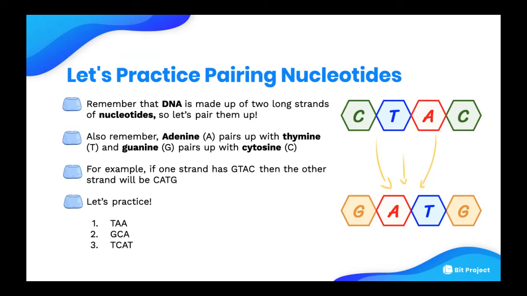So for the first problem, we have TAA. So what do you guys think the complementary strand to that is? And remember what pairs with what. So you have the picture to help you remember which nucleotide pairs with which, and then you also have the little bolded statement up above to remind you which nucleotide will pair with the other one. And yep, that's exactly right. ATT is the first one.